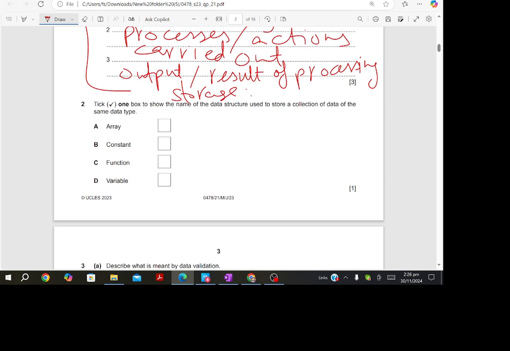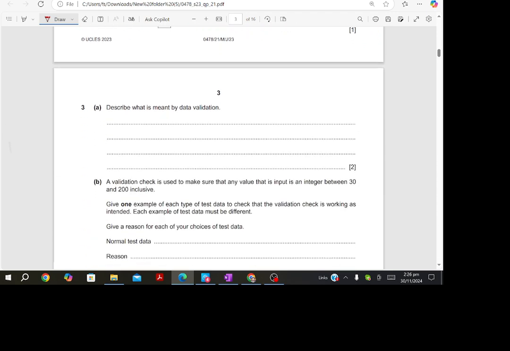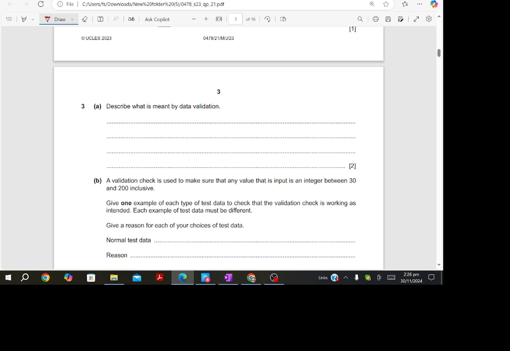The second question, tick one box to show the name of the data structure used to store. The keywords are store and data structure: a collection of data items of the same type. So what is it? It is an array. We know that an array is a data structure which can be used to store data of the same type. After that, there is a question: describe what is meant by data validation.